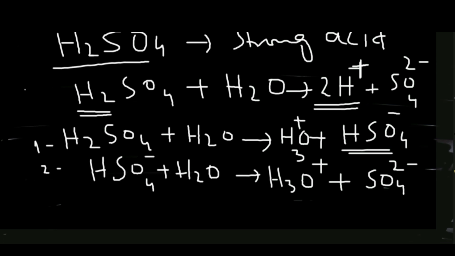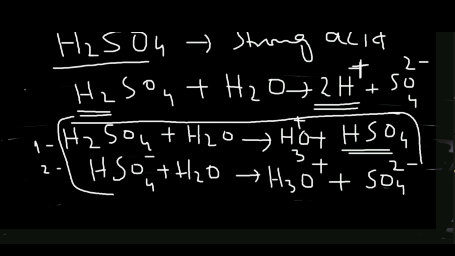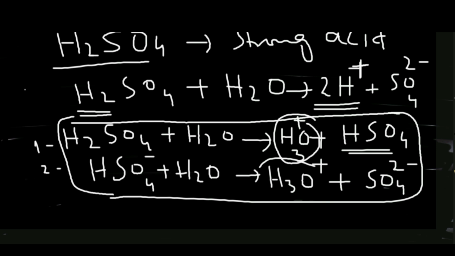So the dissociation of sulfuric acid is completed in two steps. In the first step it releases one hydrogen, and in the second step it releases the second hydrogen. So it releases a total of 2 hydrogen atoms. Therefore we can say that sulfuric acid is a strong acid and it is completely dissociated in water.